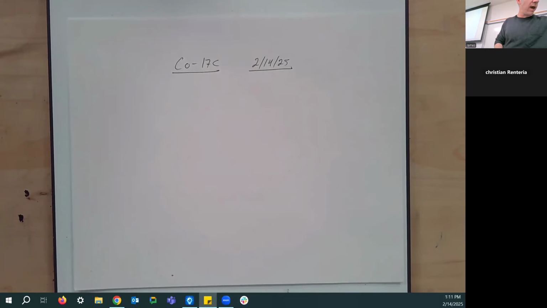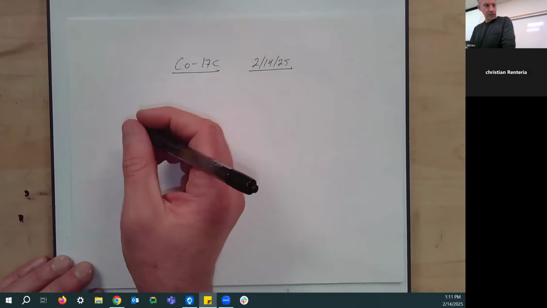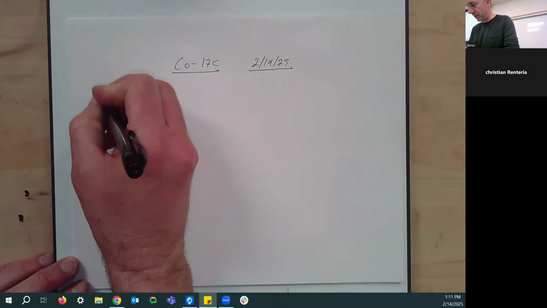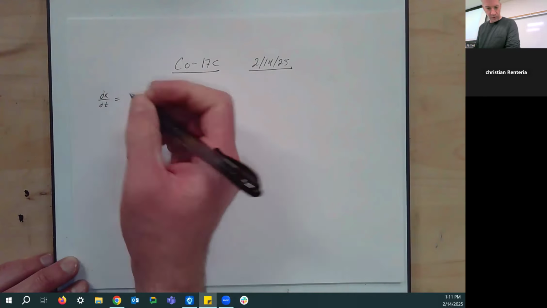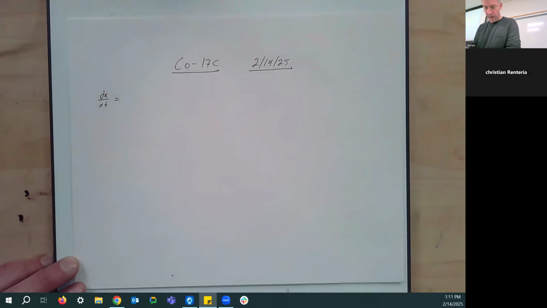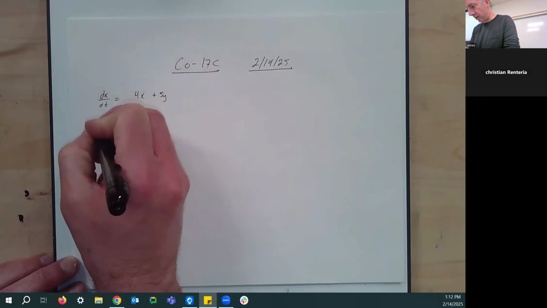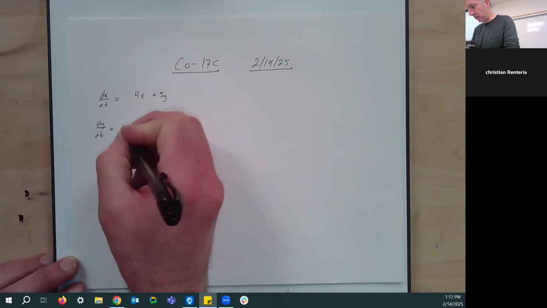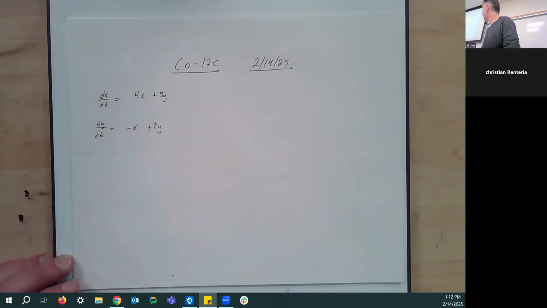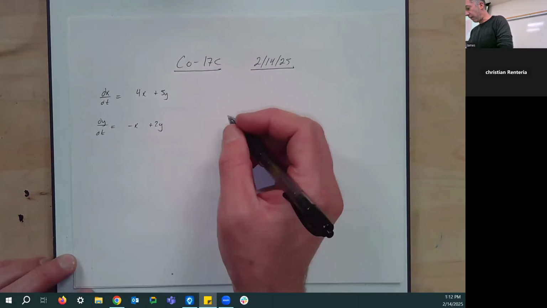So let's look at this situation. Let's say we have the following system of differential equations: dx/dt equal to 4x plus 5y, dy/dt is equal to negative x plus 2y. We're going to solve this system in the usual way, at least to start off with, by finding the eigenvalues, finding the eigenvectors, and then there's a little bit more to it. So, eigenvalues.